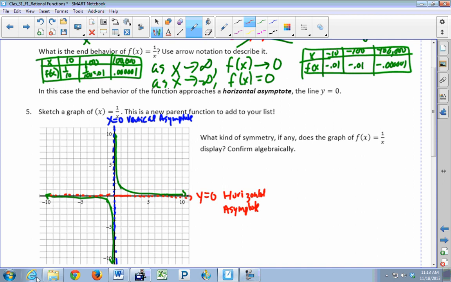Now you've drawn these before with your project, but you didn't have all of this notation and language. You didn't have horizontal asymptote, vertical asymptote, etc. Any questions on this? Any questions?